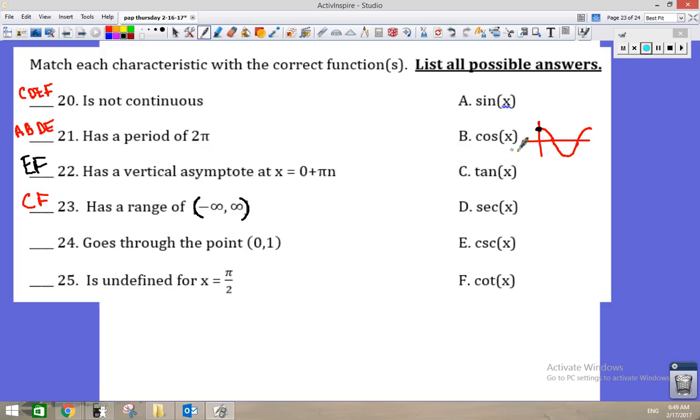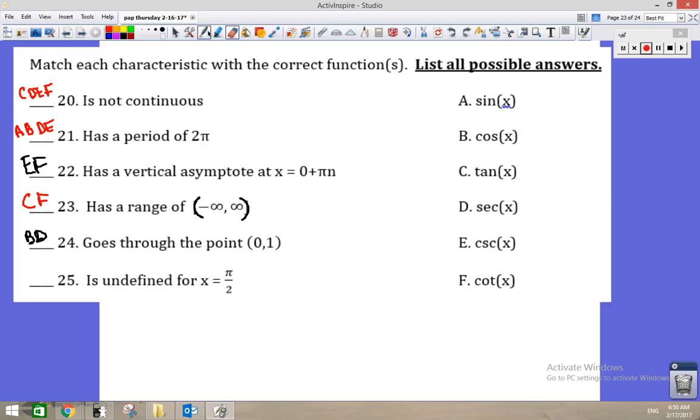Well, it's going to be cosine, and it's going to be the secant, because when we take the reciprocal of cosine, we've got this graph that goes up like this and like this. So you can see it goes through 0, 1 as well. The secant of 0 is equal to 1 and the cosine of 0 is equal to 1. So B and D are these guys.